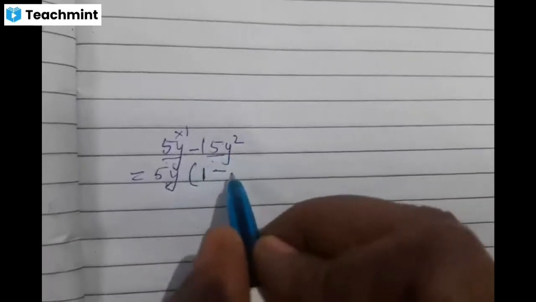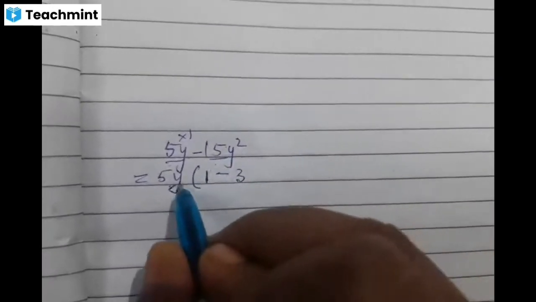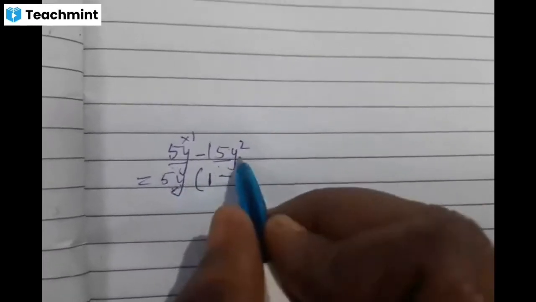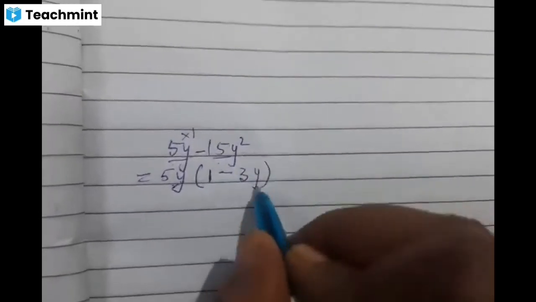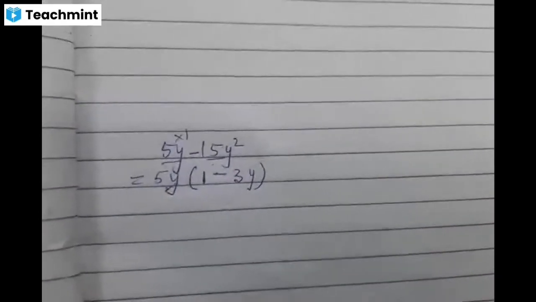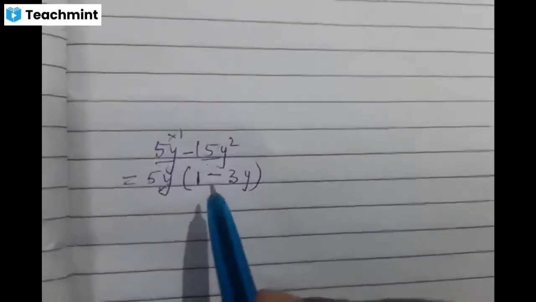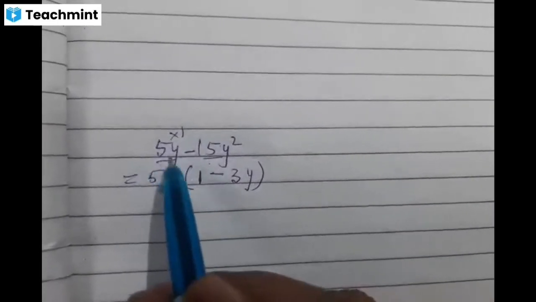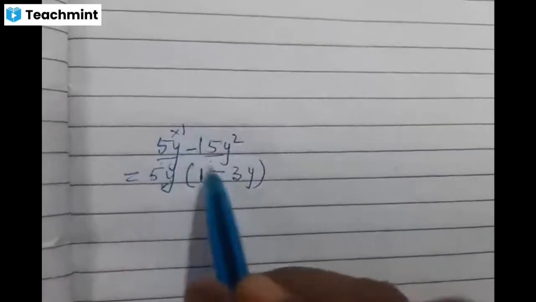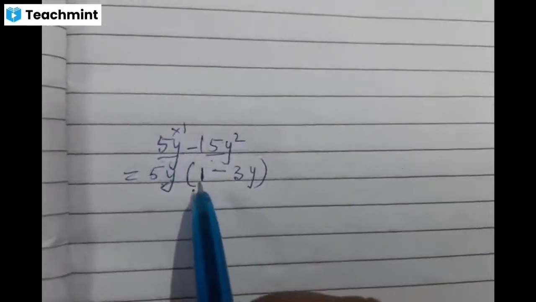How many times is 15, children? 5 3s are 15. Y is already kept outside, so only 1 y is left. So I'll write 1 y. This is how we factorize when you are given a binomial algebraic expression. In the last class we have discussed this.